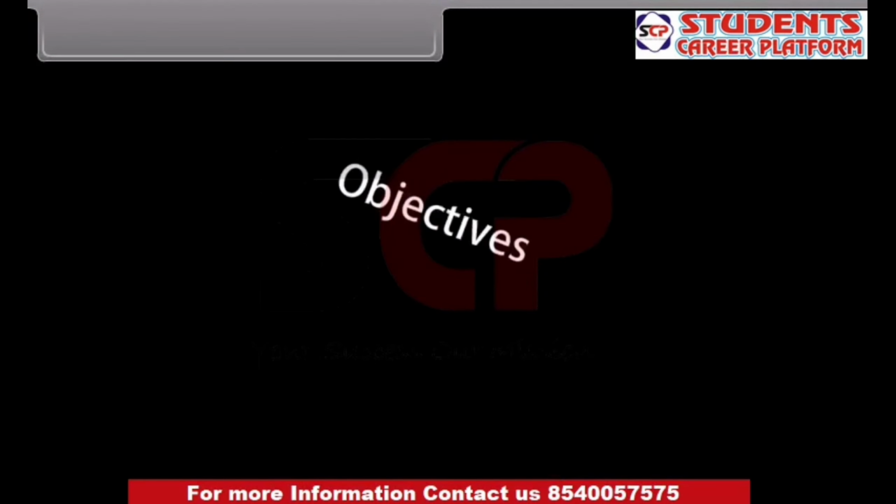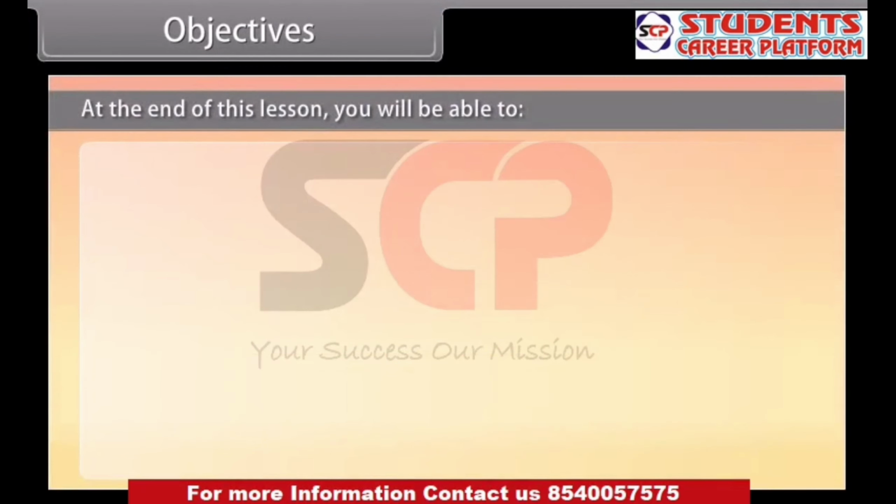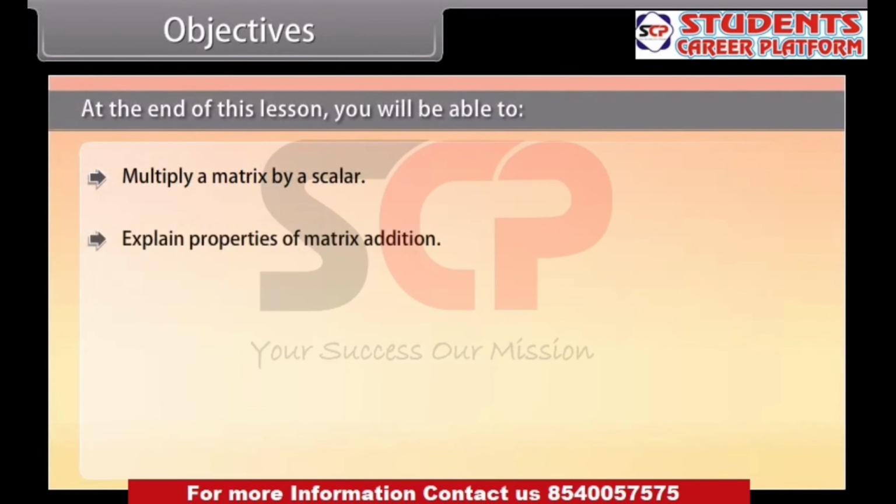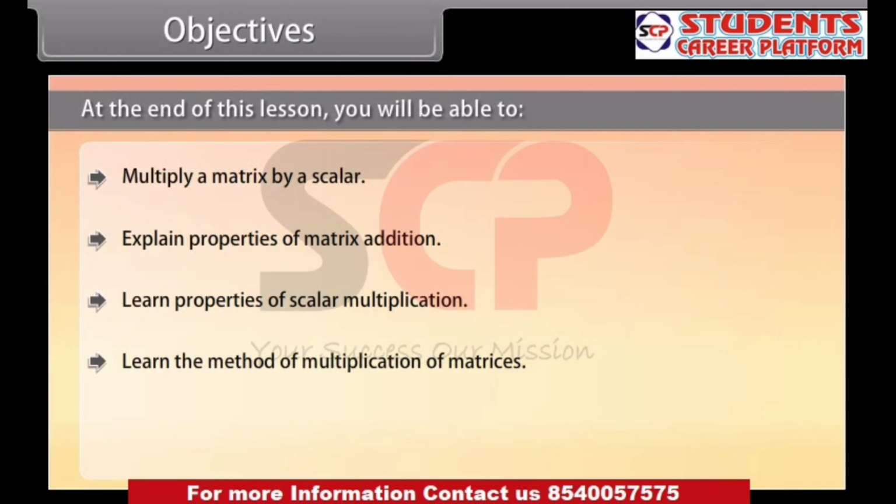Objectives. At the end of this lesson, you will be able to multiply a matrix by a scalar, explain properties of matrix addition, learn properties of scalar multiplication, learn the method of multiplication of matrices, explain the properties of matrix multiplication.